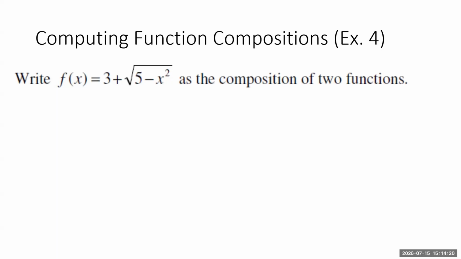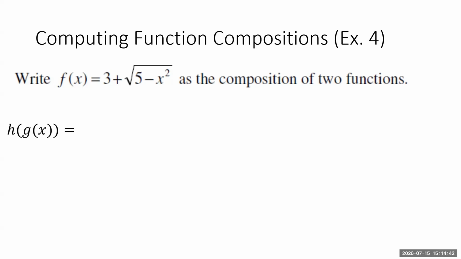Computing function compositions, example 4. Write f of x equals 3 plus the square root of 5 minus x squared as the composition of 2 functions. We have a lot of agency as to how we set these up, so we have 3 different solutions that are all correct, while unique.